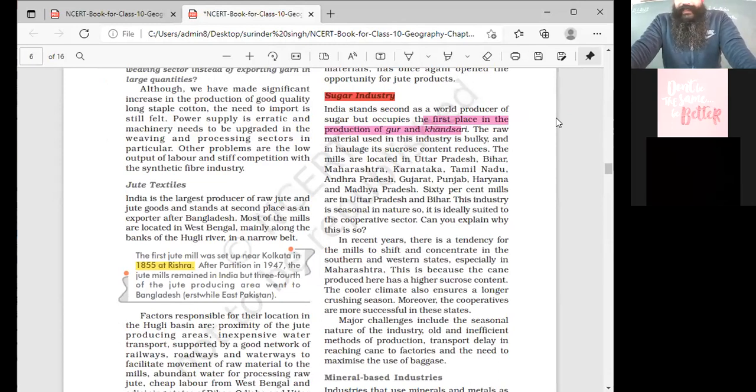Sugar mills are ideally located in sugarcane producing areas, and the cane needs to be transported quickly soon after the harvest, or else the sugar content will decrease. That's why the sugar industry is known as a weight losing industry.